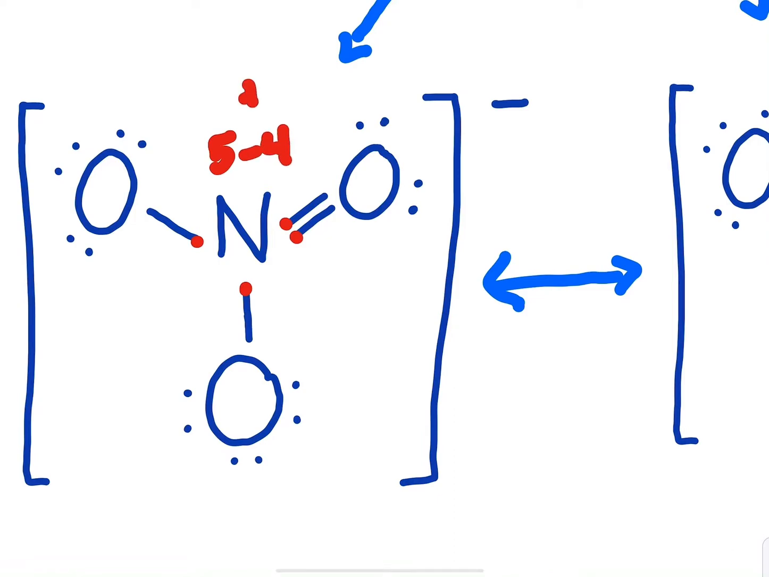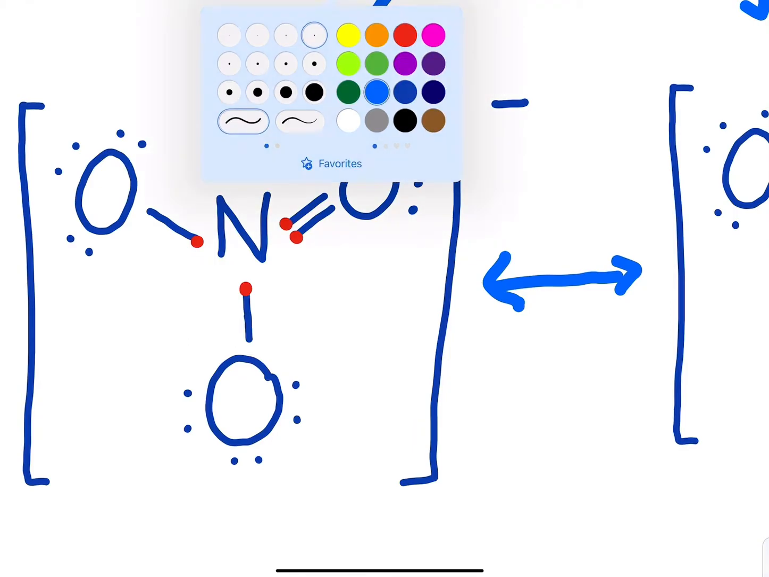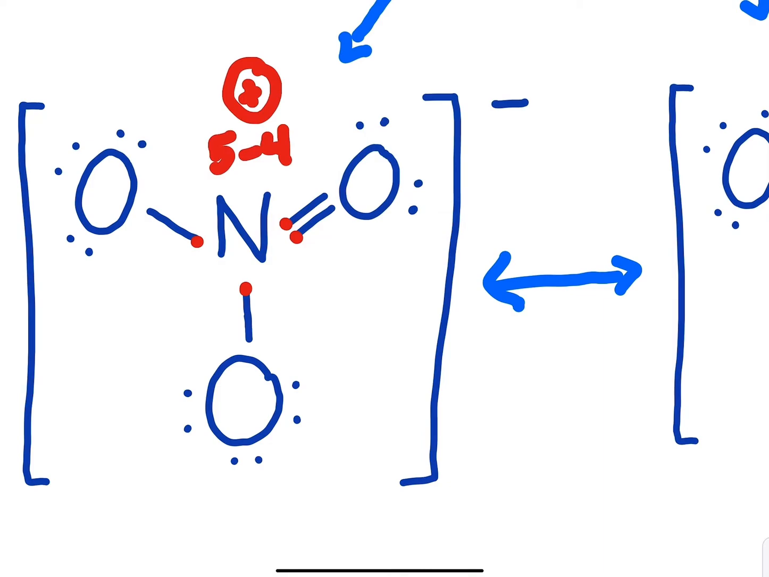So that's how come this becomes positive. And then over here, this oxygen on the top right, it came with 6, and it has 1, 2, 3, 4, 5, 6 things attached. This oxygen came with 6, and it has 1, 2, 3, 4, 5, 6, 7. And then this oxygen is exactly the same.